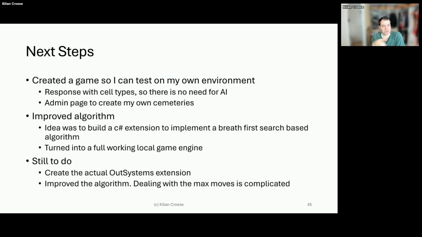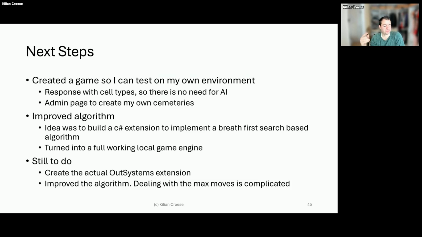It includes admin pages where I can design my own cemeteries. I wanted to build an extension to improve this decision algorithm. Also, for the sake of building an extension, it turned into a full working C# project where I could actually run my games, feeding in a text file with the cemetery design. I haven't completely finished it yet, but the idea is to use a breadth-first search kind of algorithm where I'm going to favor moving into unknown cells.